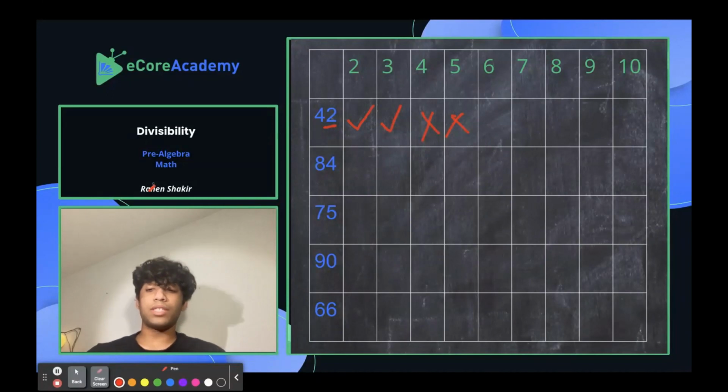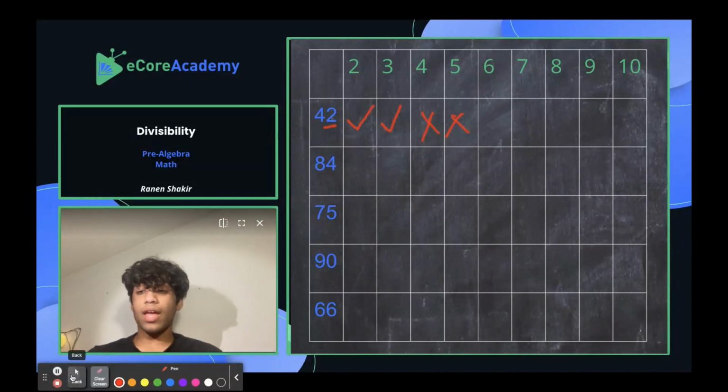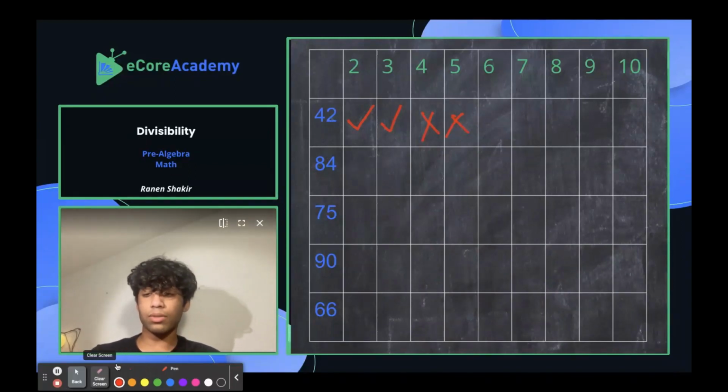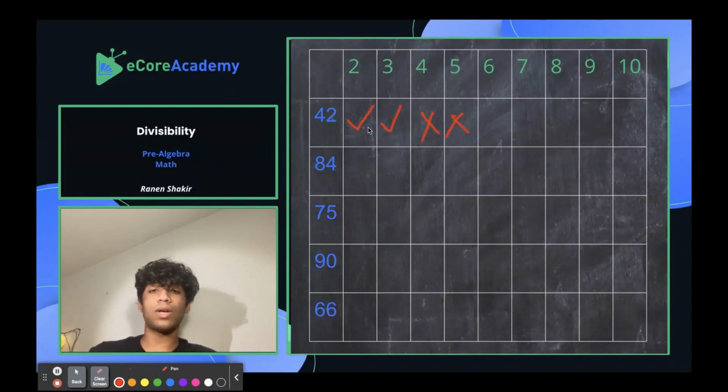For 6, we'd figure out if the number is even and if it's divisible by 3. We already proved that this number is even because it's divisible by 2, and we already proved it's divisible by 3. Therefore, this number is divisible by 6. All right, now 7. You should honestly know this because 6 times 7 is 42. So therefore 42 is divisible by 7.